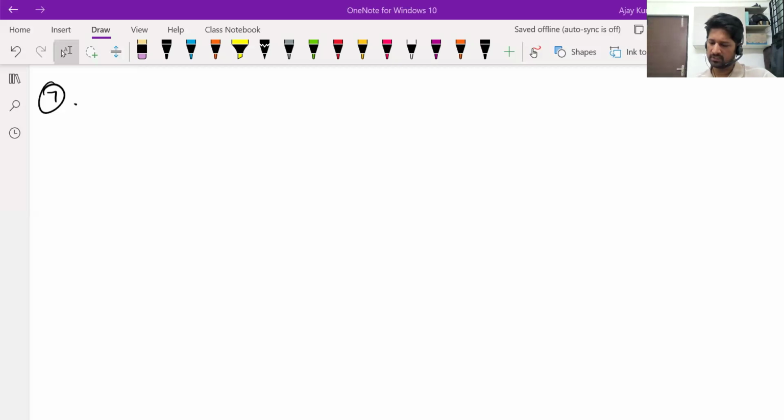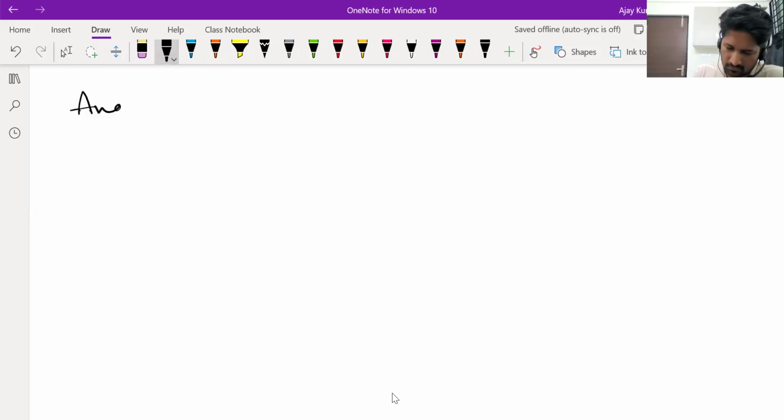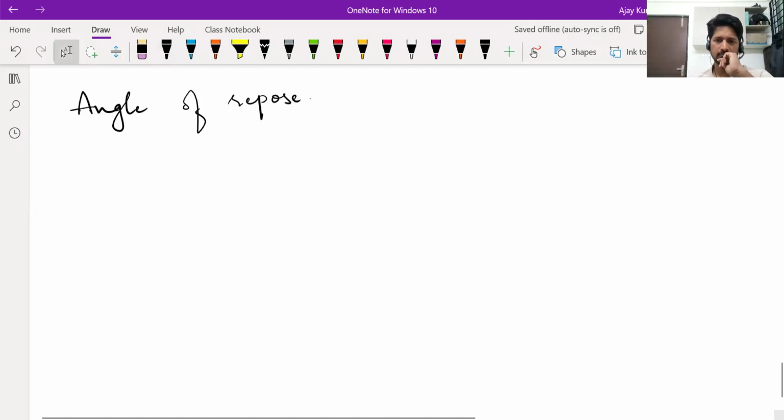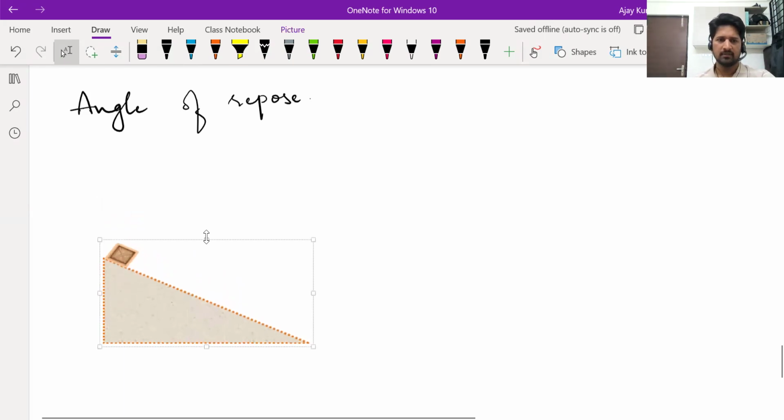Can one of you quickly tell me what is angle of repose? Sir, it's the minimum angle at which the block needs to slide. The minimum angle of incline at which the block starts sliding on it. Okay. You can also define it the other way. You can say it's the maximum angle up to which the block does not slide. Both things mean the same.